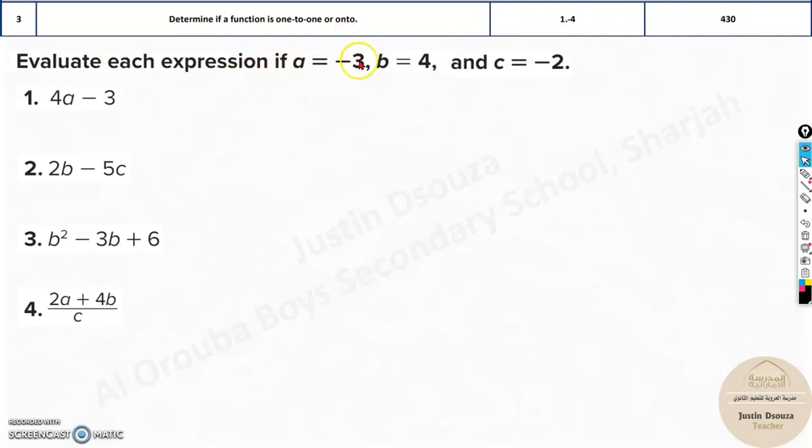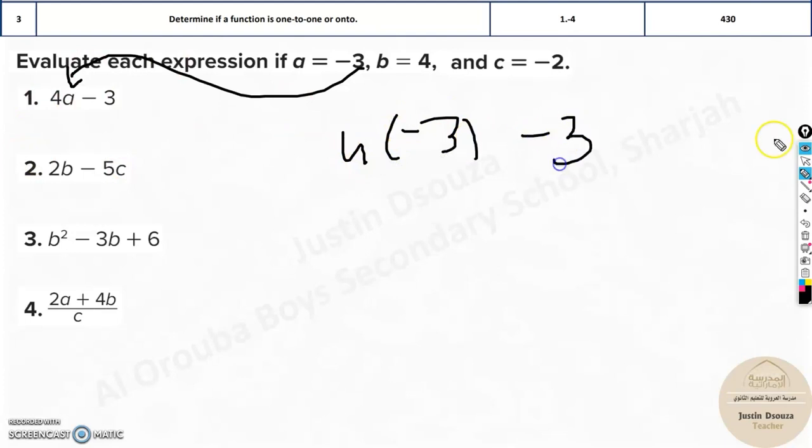If A is given as -3, B is 4, and C is -2, what is the answer for this? All you need to do is substitute these values. These are all prerequisite topics, so that's why this is so easy. You must have done this many times before. It's just a recall. So 4 times -3 minus 3.